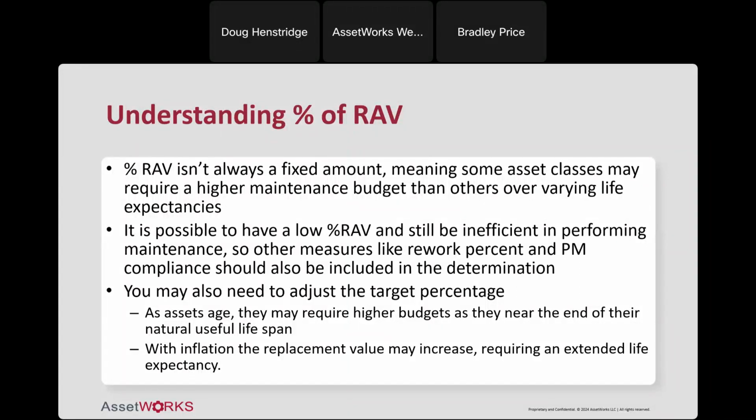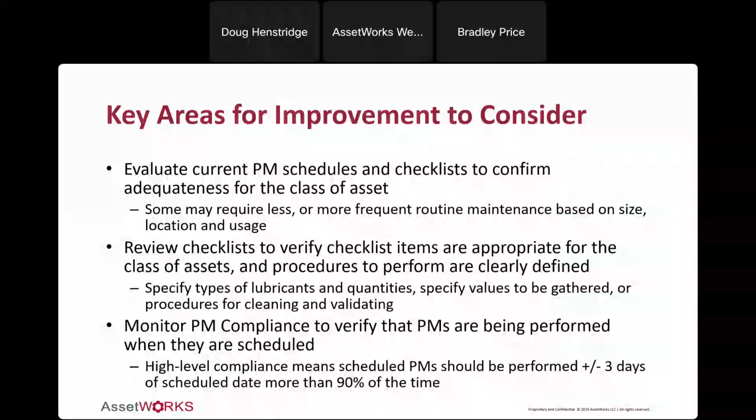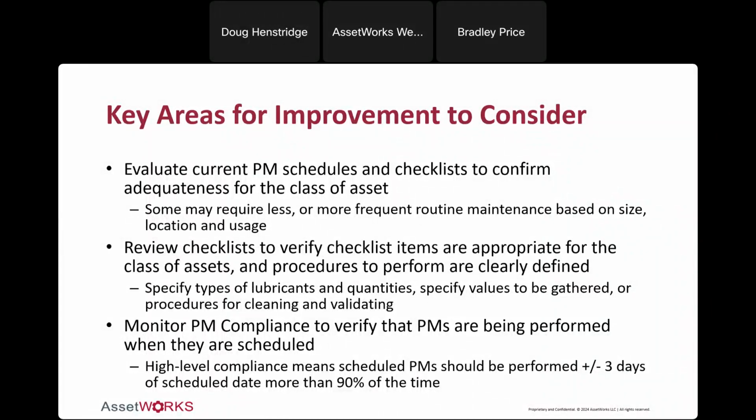So let's talk about some key areas of improvement to consider. One of the things would be to evaluate your current PM schedules and checklists and just make sure they're adequate, right? In some cases, you may find that less might be more, right? Do I really need to inspect something every month? Or do I need to have a case where as that unit ages, the inspection schedule changes, right?